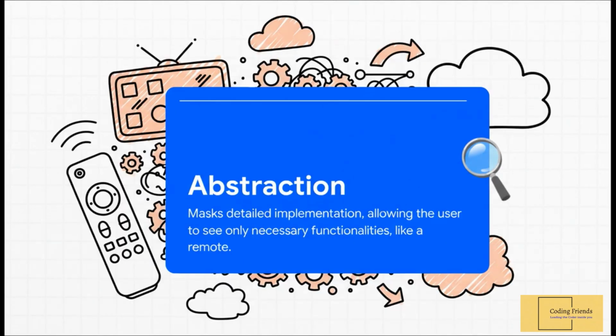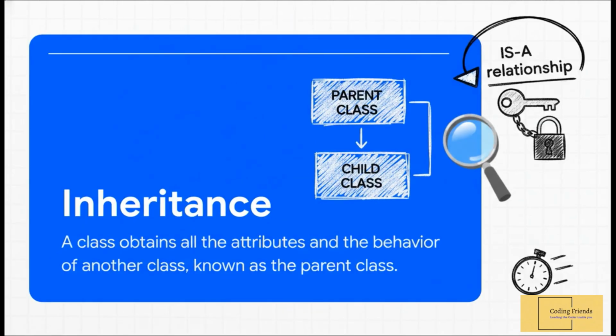Next, abstraction. This is one of my favorite analogies. Abstraction is basically your TV remote. Do you know how the complex circuits inside work? No, and you don't need to. You just need to know that the volume up button makes the TV louder. Abstraction is the same idea. It hides all the complicated, messy details and just shows the user the simple, essential controls they need to get the job done.